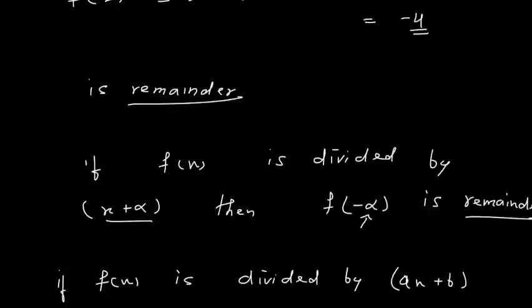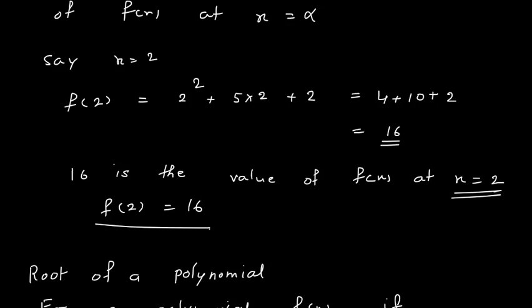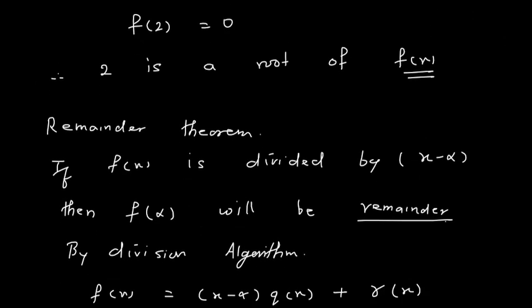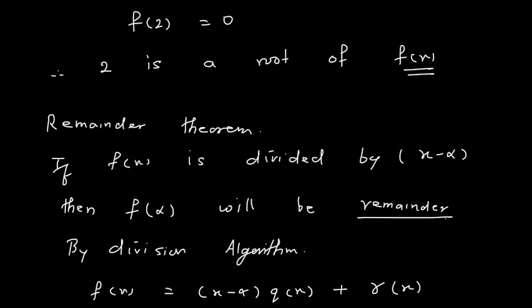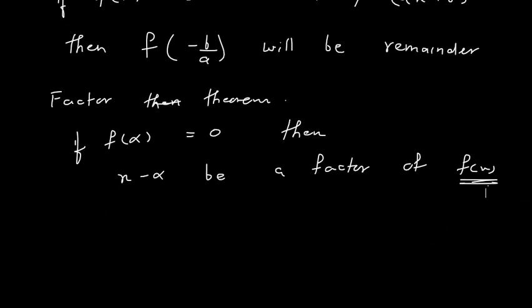So in this chapter we have seen what we mean by a polynomial, what is a polynomial equation, what is the value of a polynomial at any particular point, what we mean by root of a polynomial, what is division algorithm, remainder theorem, and factor theorem. In the next class we will solve a few problems based on this concept, so that you will be very clear with these terms.